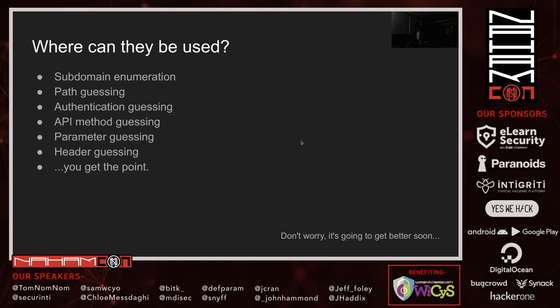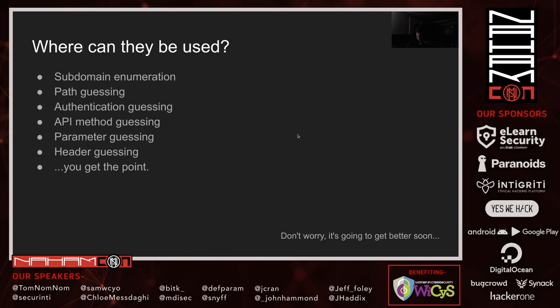They can be used in a lot of different places or a lot of different ways. Probably one of the most common that you're familiar with is subdomain enumeration, so guessing which subdomains exist for a particular apex domain, like target.com or yahoo.com. Also path guessing, an incredibly common technique, using tools like Dirbuster or Ffuf. But also, authentication guessing is one of the oldest use cases for this sort of thing, so guessing usernames and passwords.